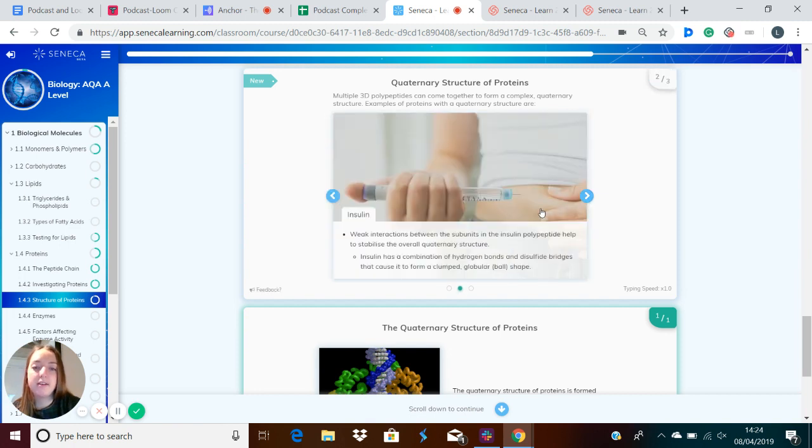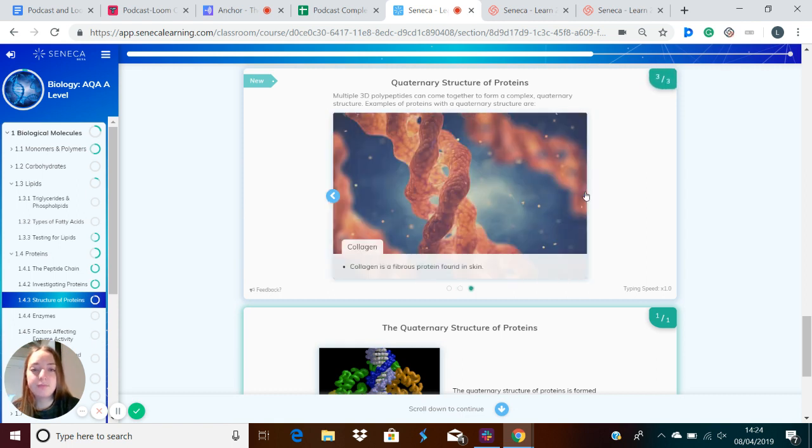Another one is insulin. And in insulin, weak interactions between the subunits in the insulin polypeptide help to stabilize the overall quaternary structure. Insulin has a combination of hydrogen bonds and disulfide bridges that cause it to form a clumped globular shape. And insulin is what people are deficient in if they have type 1 diabetes. So that's very important because it helps control blood sugar levels.